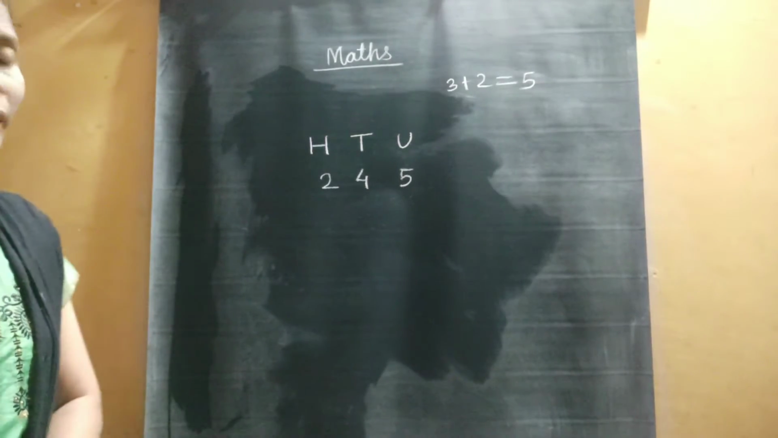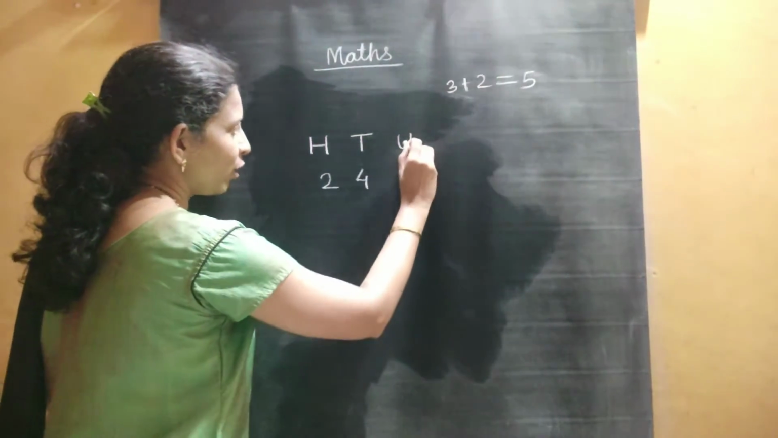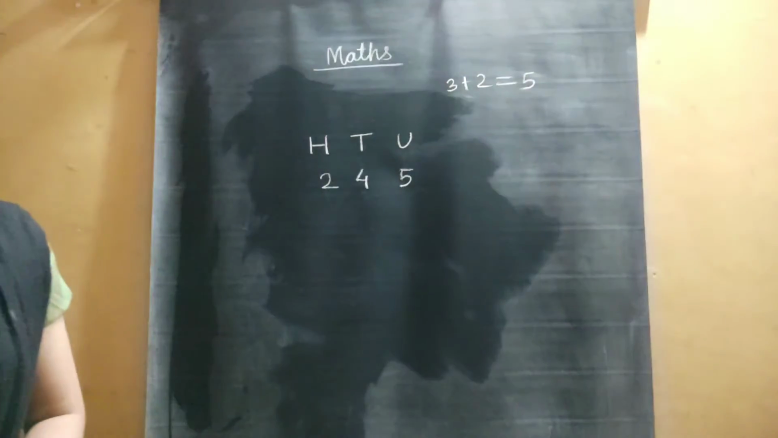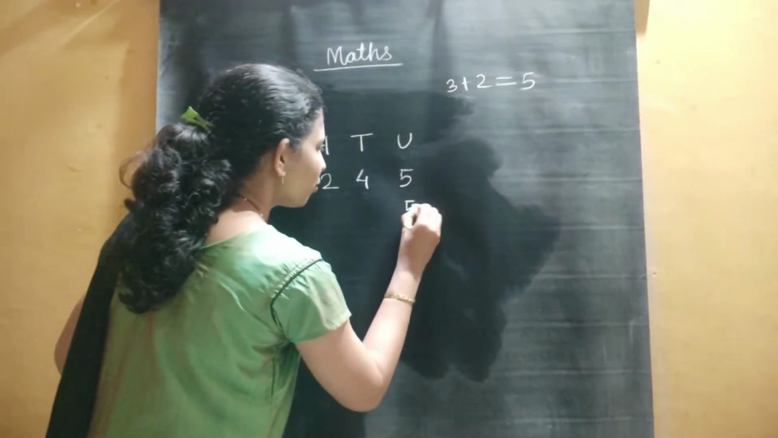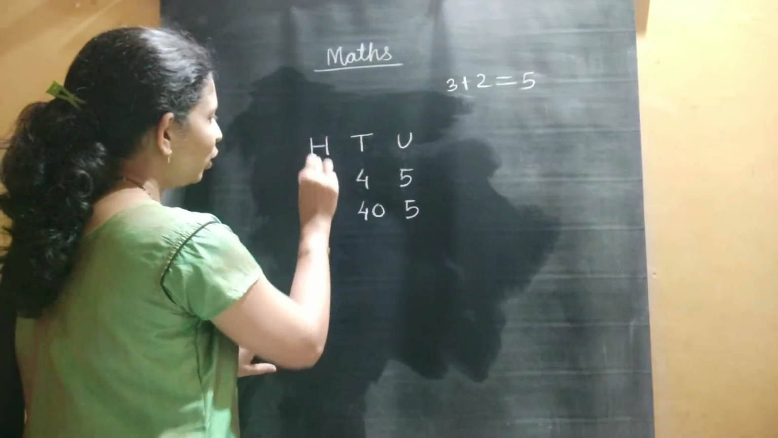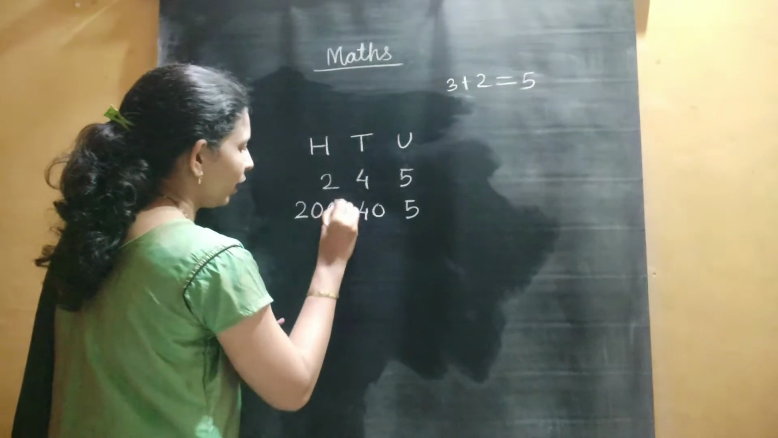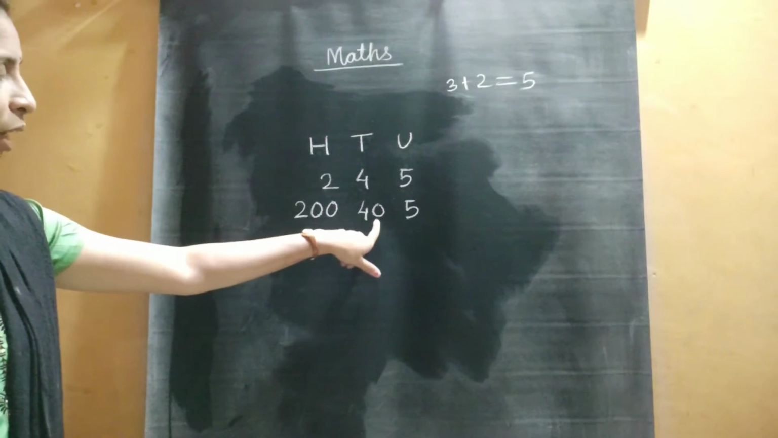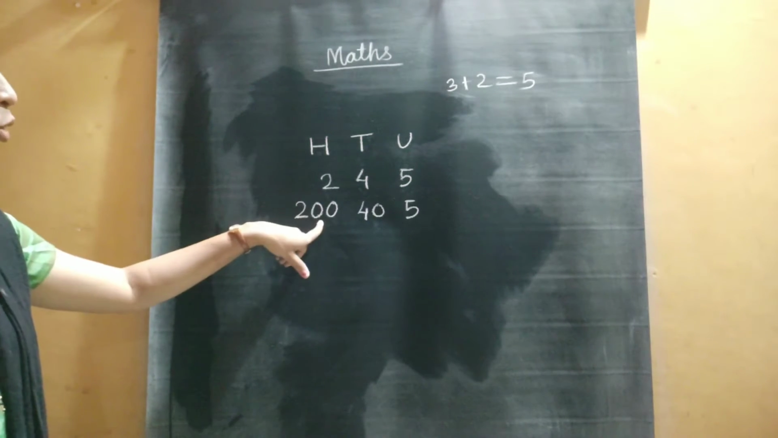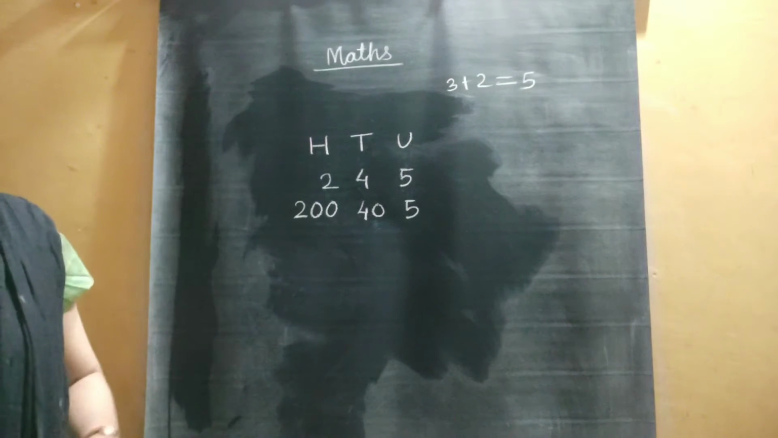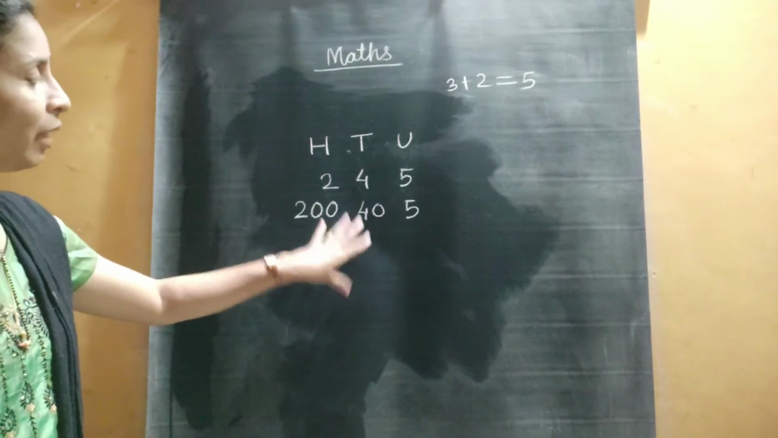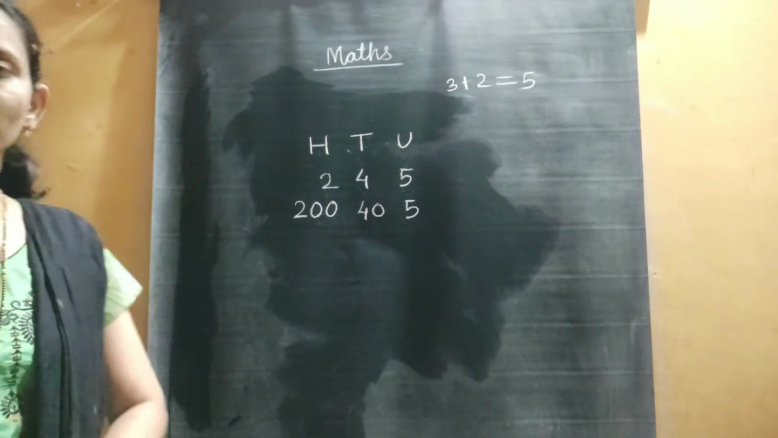245. It means that there are 5 units, 4 tens and 2 hundreds. Correct? 5 units means 5, 4 tens means 40 and 2 hundreds means 200. After the hundred there are 2 places. So in this way we write the place and place value of the digit.